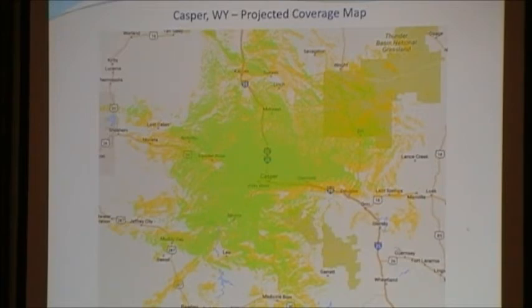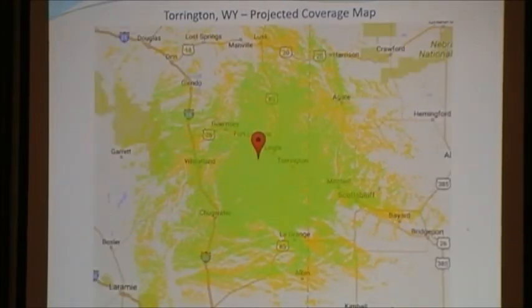Here's the projected map for Casper. Here's a projected map for Torrington. You can see now that it goes over to Scotts Bluff, almost up into Lusk. And look at the intermittent coverage along I-25. So what we really need is a really good site somewhere between Douglas and Glendo to hopefully do some overlap coverage in there.